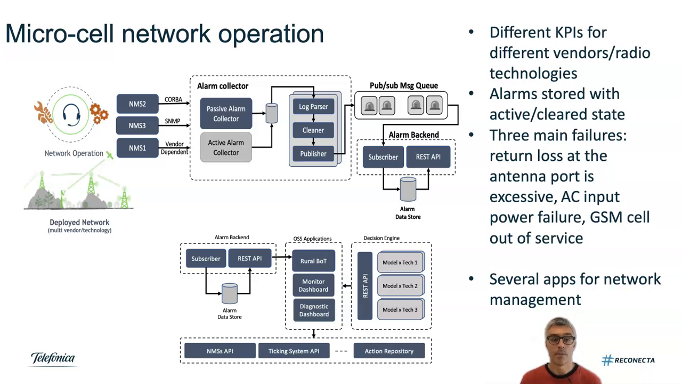Based on these alarms and failures which are collected, there are different applications that the operation team can run. For instance, it can run a rural bot that tells the operation team what to do and which sites to go to next. And there are, of course, a lot of monitoring dashboards and diagnostic dashboards. In our advanced network operation, the idea is to build on top of these alarms, statistics, and measurements to help the operation team improve their daily work. And we're going to talk a bit more about this later.